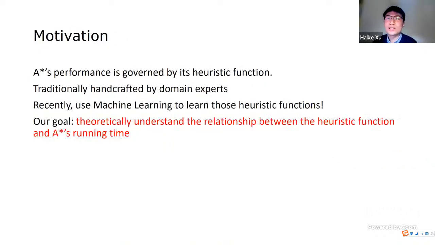A* search uses a heuristic function to estimate the distance from one vertex to the destination. The quality of this heuristic function directly determines the performance of A*. Traditionally, the heuristics are chosen by human experts based on the properties of the underlying problem. Recently, there is a trend to use machine learning to automatically learn the heuristics. Our paper wants to study the potential of these learned heuristics. We try to understand the relationship between the heuristic function and A*'s running time.